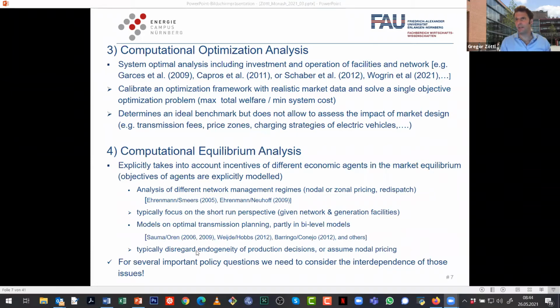Our new perspective with this strand of literature, this contribution which I'm presenting today, is to have, for a system of zonal pricing as we have it in Europe, those different agent perspectives in a computational equilibrium analysis. That's where you should locate what I'm telling you today in terms of literature. As a benchmark, we also determine this welfare optimal, system optimal benchmark, but additionally, and as a main focus, we solve for this equilibrium problem for a real world calibrated situation.